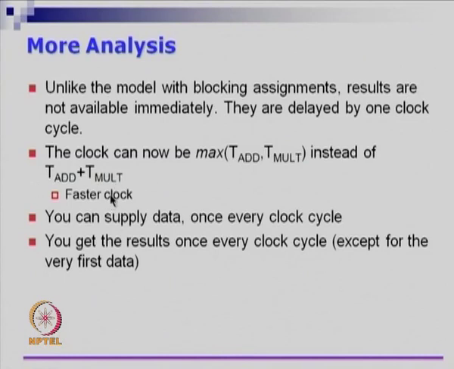Essentially what we have is a clock that can run faster, we can supply data once every cycle, and you also get the results once every cycle except for the very first cycle. So, essentially there is a latency of 2 cycles, there is a throughput of one set of inputs being processed every cycle. So, this is what we call pipelining.